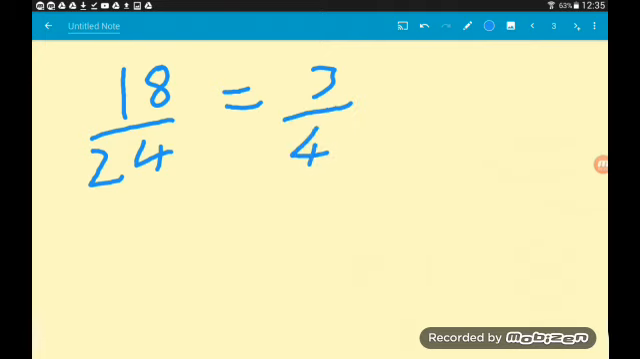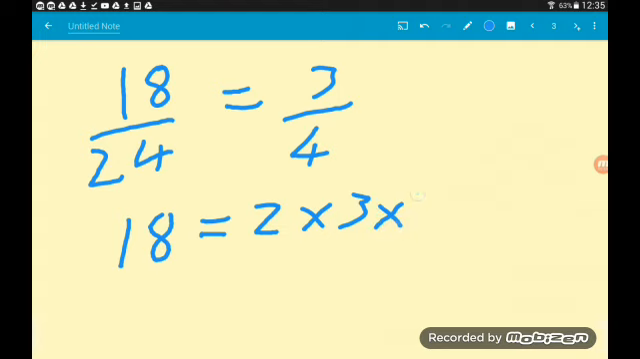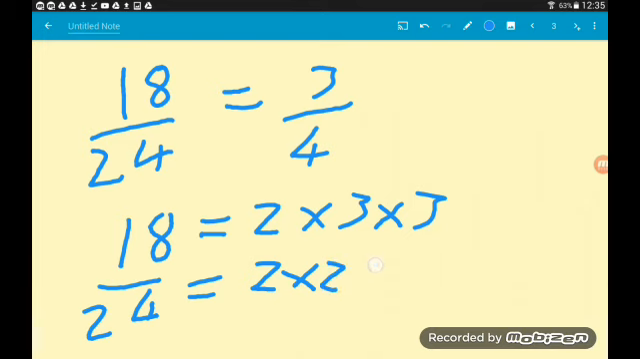quarters. Another way that we can think about simplifying fractions is using products of prime factors, which is another good skill to practice for the non-calc paper. So let's have a look at doing it that way. So first of all, 18 as a product of its primes can be written as 2 times 3 times 3. 24 can be written as 2 times 2 times 2 times 3.